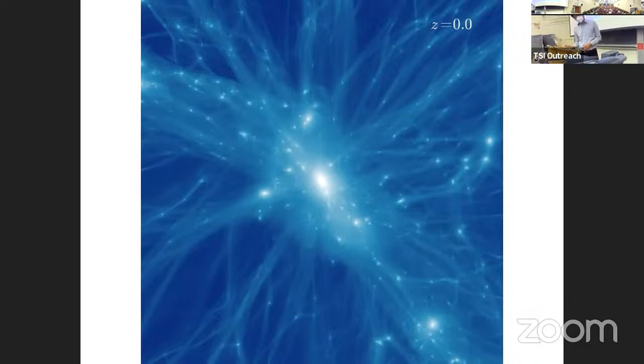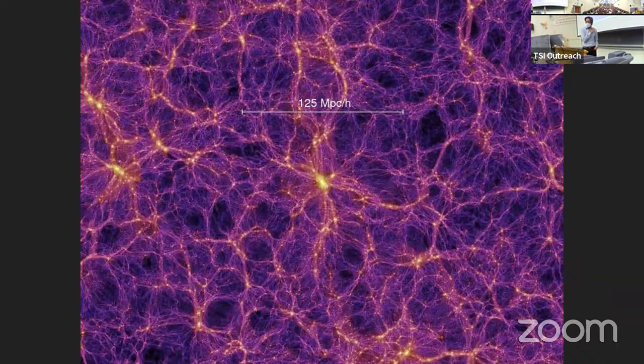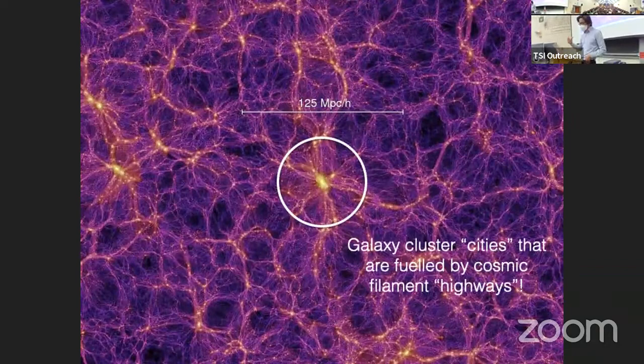So here's another view of the cosmic web. This is a different simulation. And again, focusing in on one of the intersections, that's where the galaxy cluster cities are. But of course, with real observations, we don't have magic eyes that just magically let us see all the mass in the universe everywhere, right?